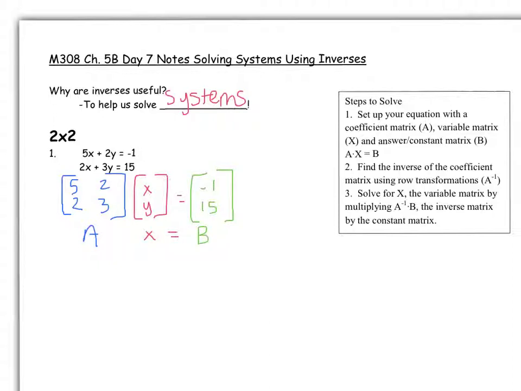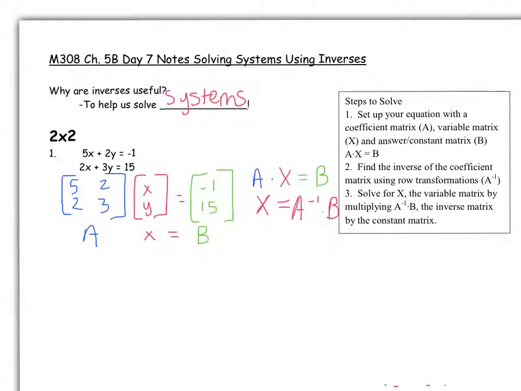Now I'm going to label these different matrices. I'm going to label our coefficient matrix as matrix A. I'm going to label our variable matrix as X, and then our answer matrix as B. And so basically what we have here is matrix A times matrix X equals matrix B. Now our goal is going to be to solve for X because we want to know X and Y. We can't divide by a matrix, but what we're going to use is the inverse. So X equals the inverse of A times matrix B.